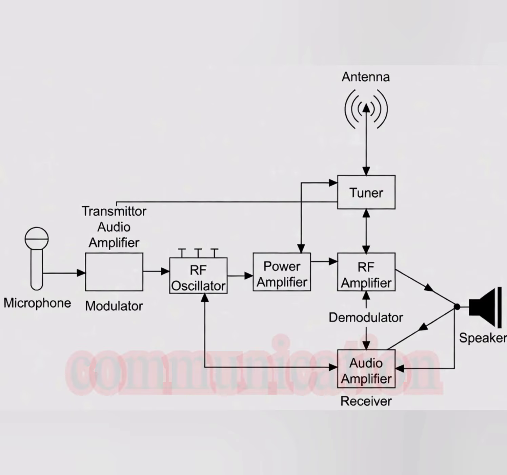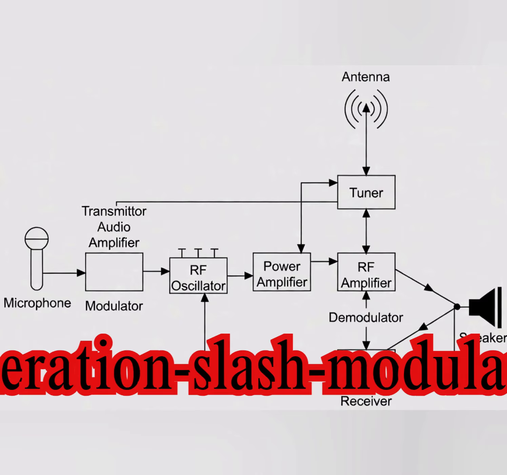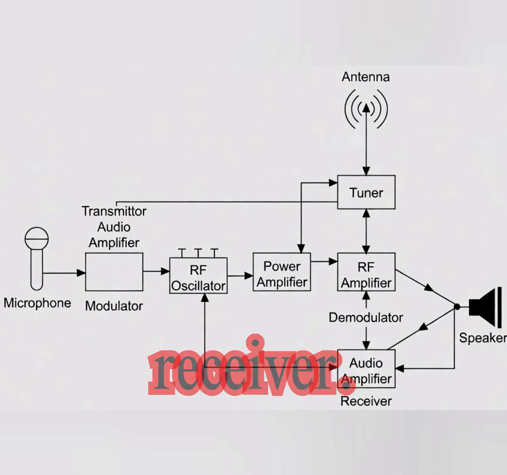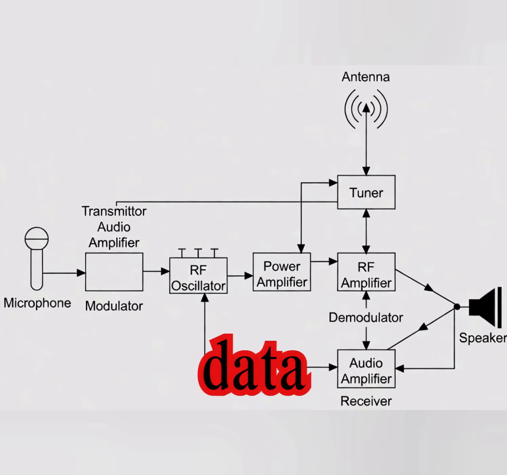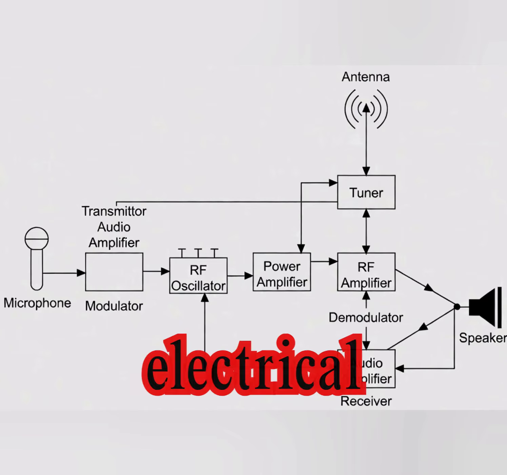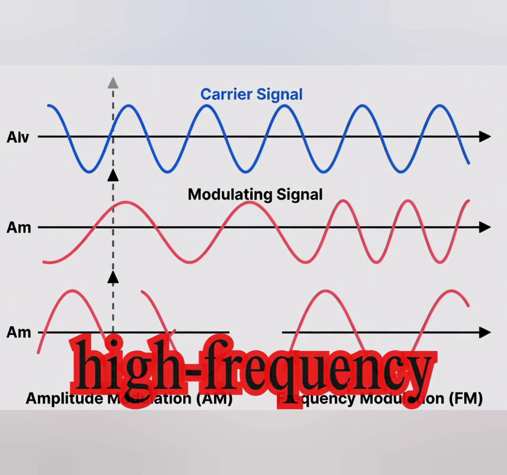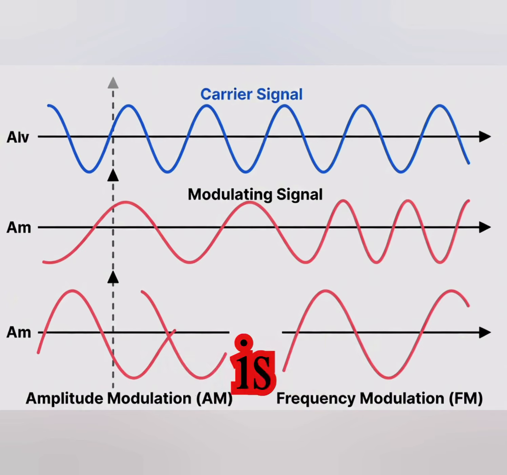Basic working principle: radio communication involves 3 main stages: generation/modulation at the transmitter, propagation through space, and demodulation at the receiver. 1. Transmitter side. A microphone or data source converts information into an electrical audio/baseband signal. This signal modulates a high-frequency carrier wave generated by an oscillator. The modulated signal is amplified and fed to an antenna, which radiates it as electromagnetic radio waves.